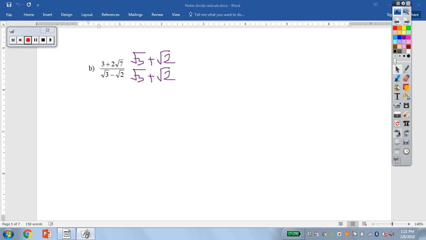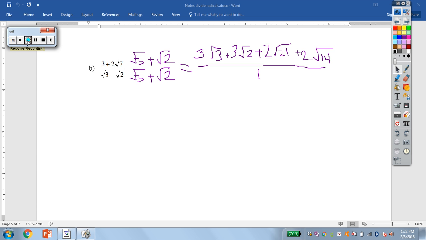Now, because the numerator in this case is a binomial, you're going to want to make a box for both the top and the bottom. Go ahead and pause this video, do that part on your own, and then turn it back on so you can check your work. Alright, check and see how you did.